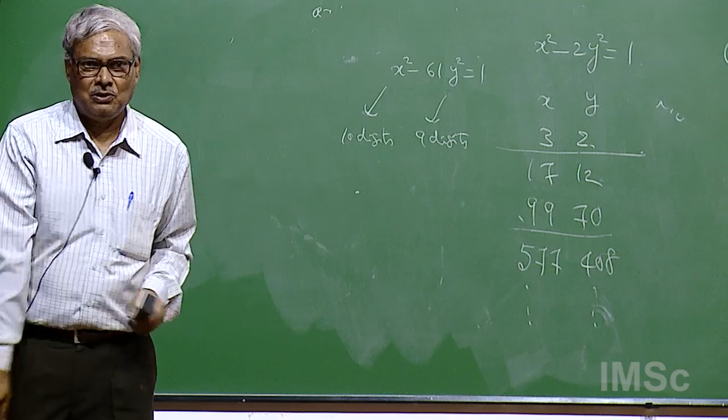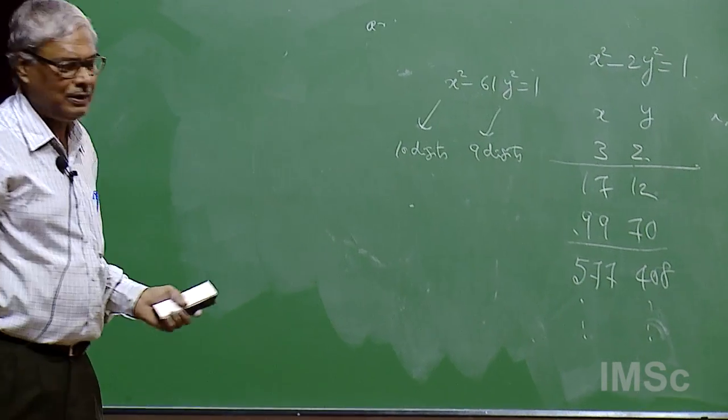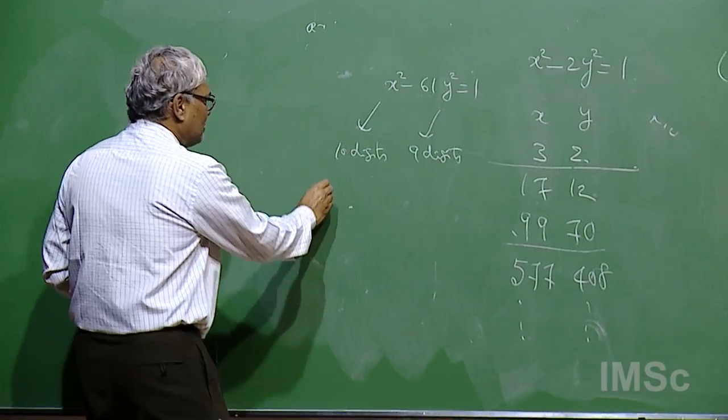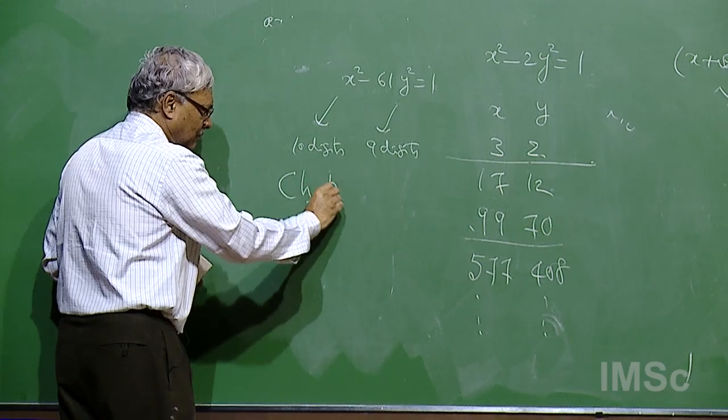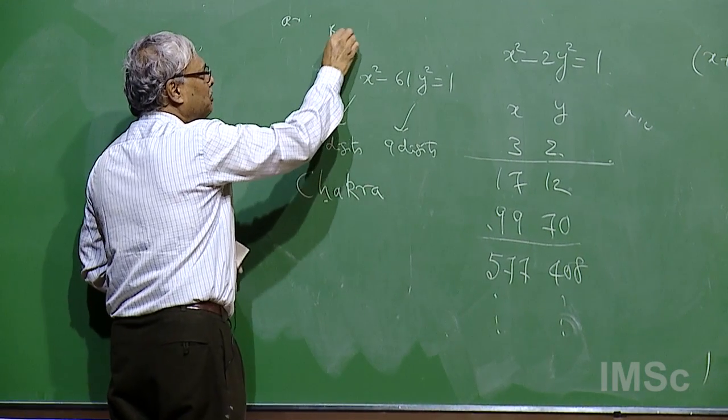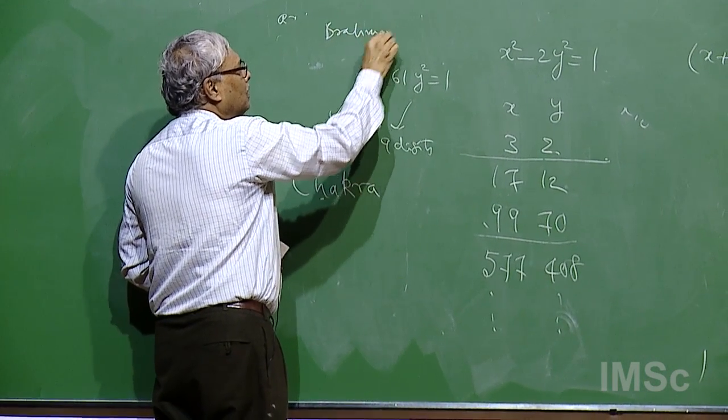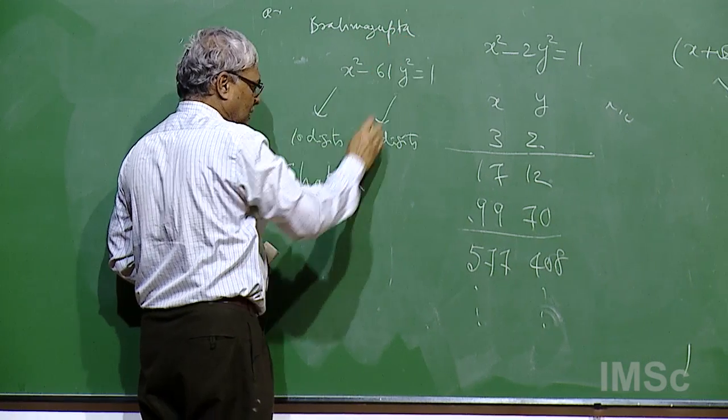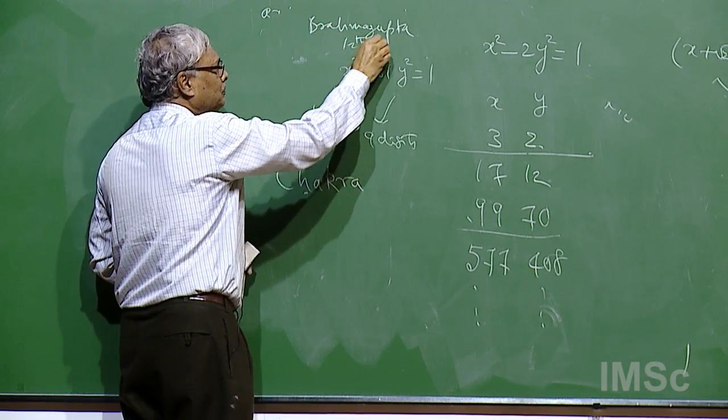That would be the simplest solution. But he had an algorithm for that, and that algorithm was called Chakravala. So this was done by Brahmagupta of 12th century AD.